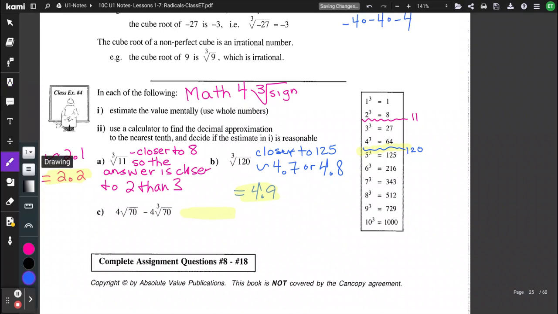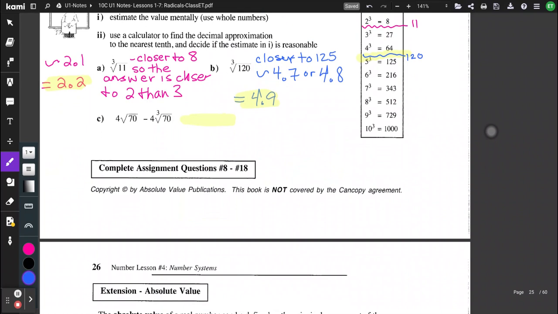Now, these ones, we've got to figure out separately. One is a cube root, one is a square root. So we have to do them separately. Square root of 70 is close to which number? 64 or 81? It's closer to 64. And what's the square root of 64? 8. So this answer is close to 4 times 8, which would give us 32.